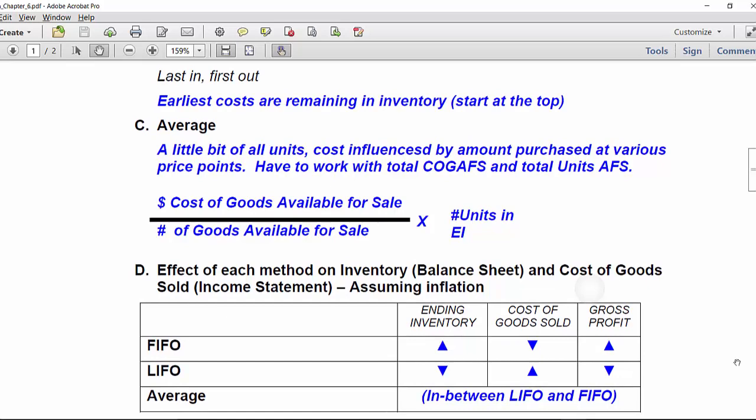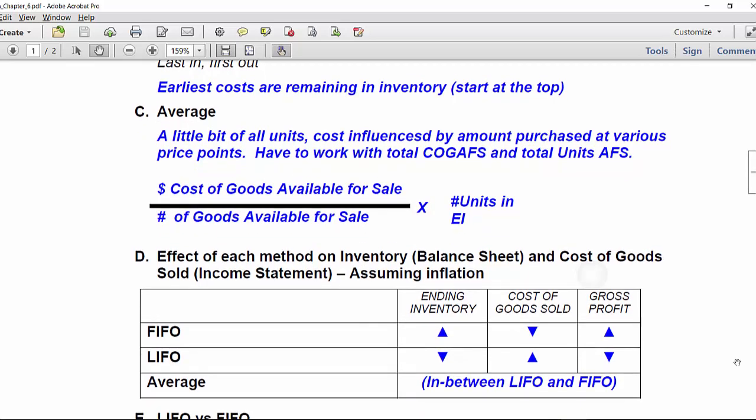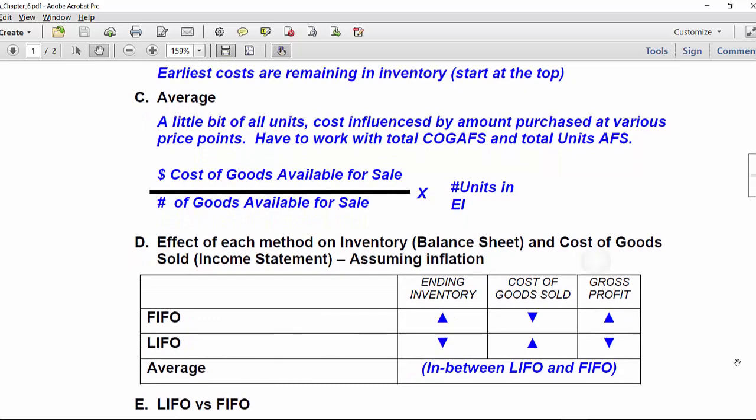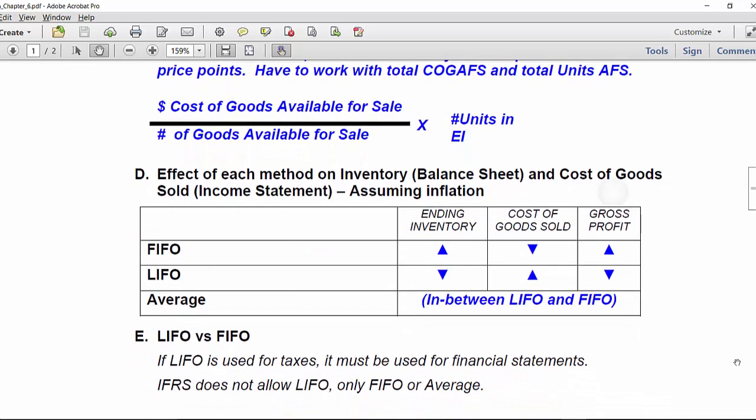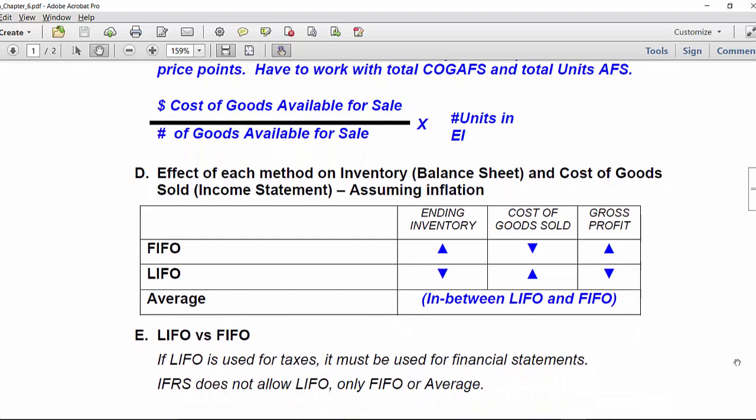Average cost ends up somewhere between LIFO and FIFO, and it's kind of dependent on how many units you bought at which cost. So if we take a look at LIFO versus FIFO for taxes, then you have to use LIFO for financial statements if you're using it for taxes. International Financial Reporting Standards doesn't recognize LIFO, only FIFO or average.